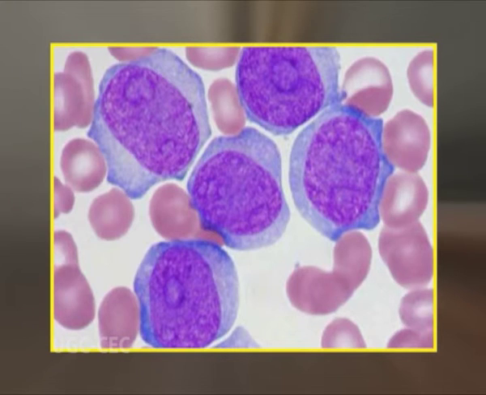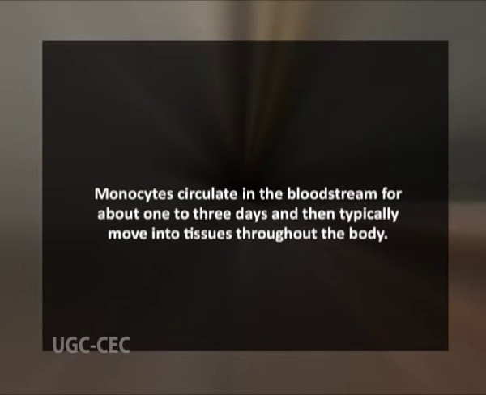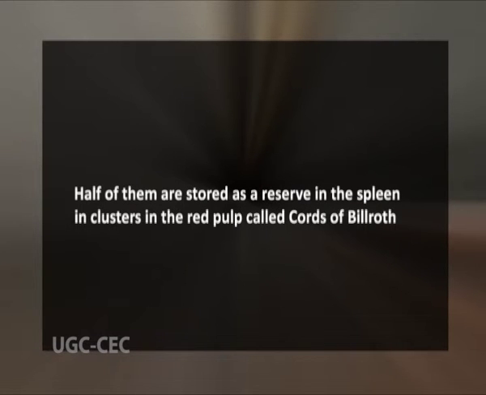Monocytes are produced by the bone marrow from precursors called monoblasts that differentiate from hematopoietic stem cells. Monocytes circulate in the bloodstream for about 1 to 3 days and then typically move into tissues throughout the body. Half of them are stored as a reservoir in the spleen, in clusters in the red pulp called cords of Billroth. In the tissues, monocytes mature into different types of macrophages at different anatomical locations.